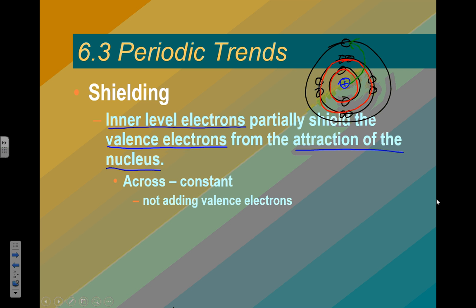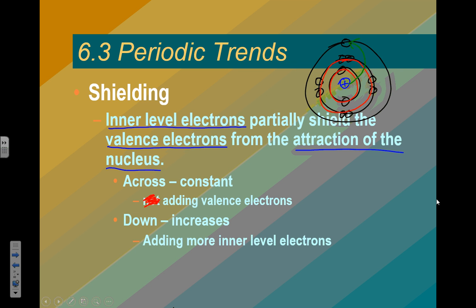Now, when you go across, think about going across your S and P block. You're adding valence electrons. And remember, I just said a second ago, electrons on the outside aren't as effective at their repelling ability. So when you go across, shielding is relatively constant. And that's because we're only adding valence electrons. So going across, we're adding valence electrons, and those don't really increase our shielding or our screening all that much.